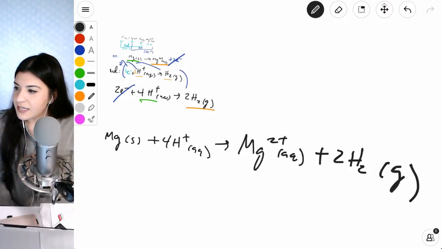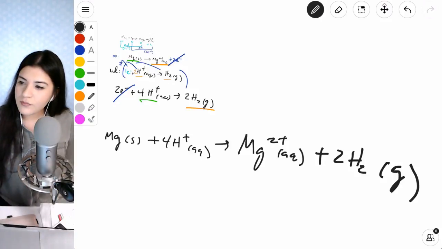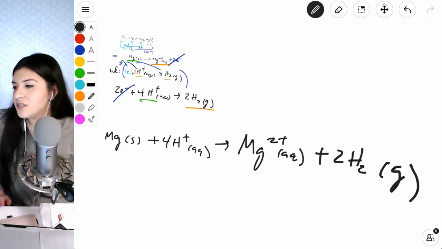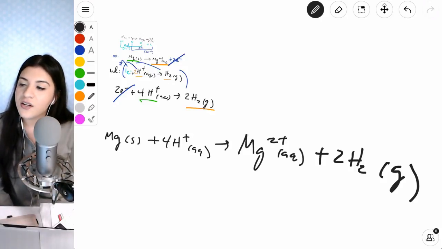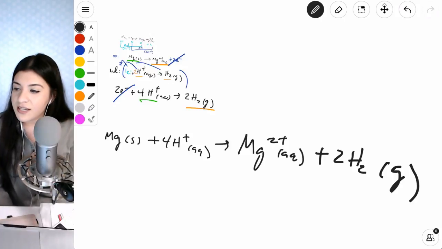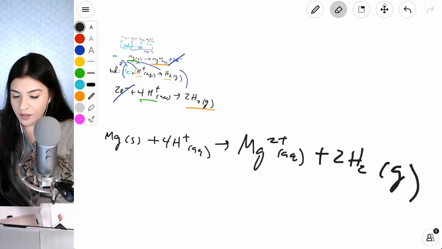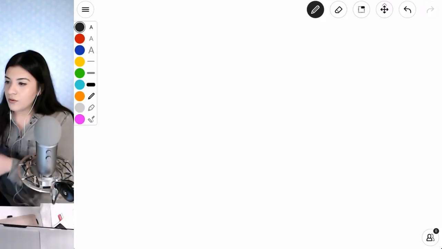Okay, let's see what else we have. April says, I'm having difficulty understanding the difference between a strong electrolyte, a weak electrolyte, and a non-electrolyte. Can you help me understand how to identify each type? Yes.